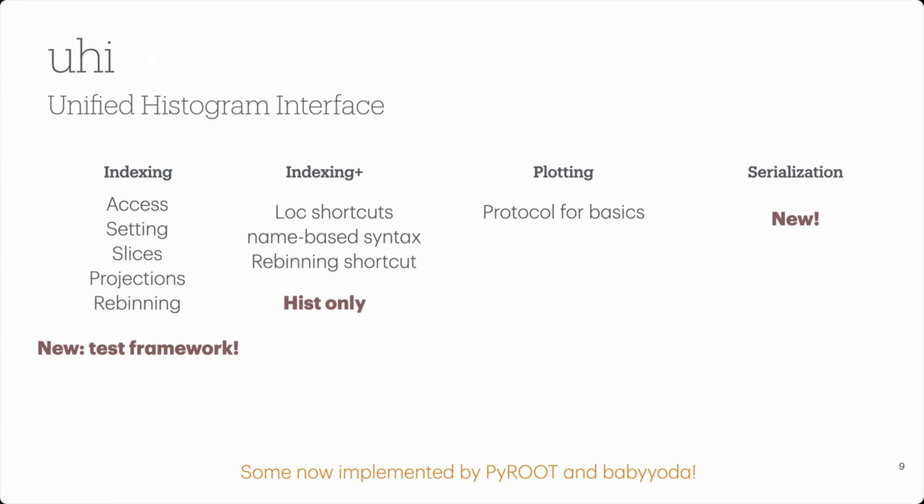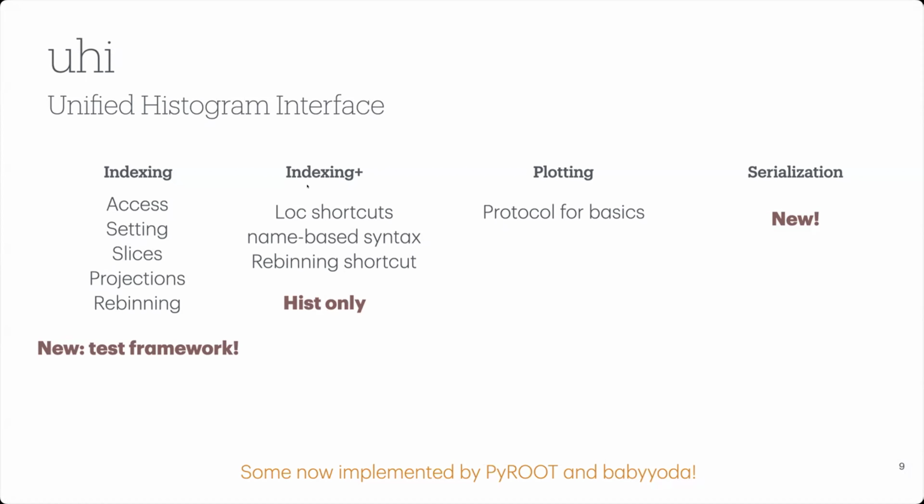The letters actually originally stood for Unified Histogram Indexing, but it was expanded to be Unified Histogram Interface because it's now a collection of different things. So it describes this indexing. Libraries can implement indexing. And something that's new this year is we've added a new test framework that allows a library implementing indexing to then see if they pass a collection of tests that we provide. And you notice that PyROOT is now running those tests.